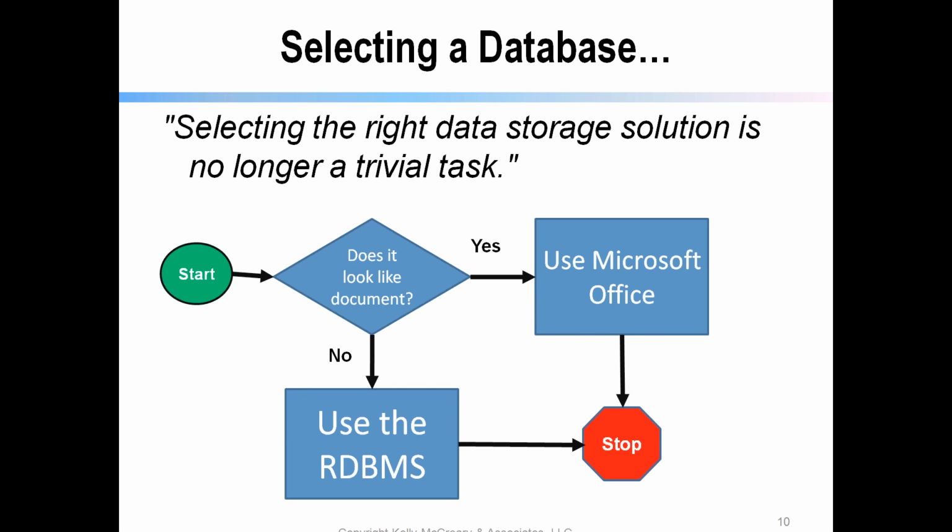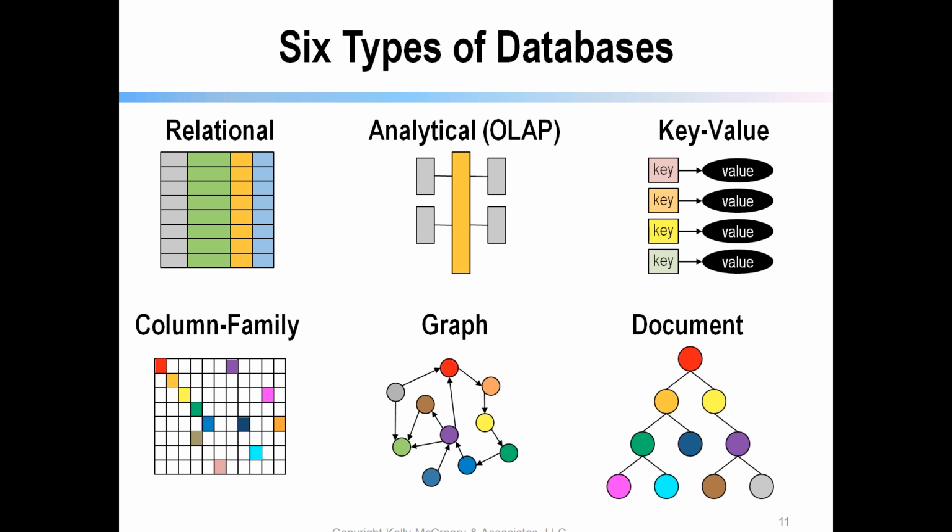So the idea then is that when you are confronted with a new business problem, in the past, here's your workflow. Does it look like a document? If it does, well, we'll put it in Microsoft Office. If it isn't a document, if it has a more regular structure, we put it in our relational database. The choice was pretty simple, and the choosing task was easy. Now that we have many different options, the process of selecting the right NoSQL database is becoming more complicated.